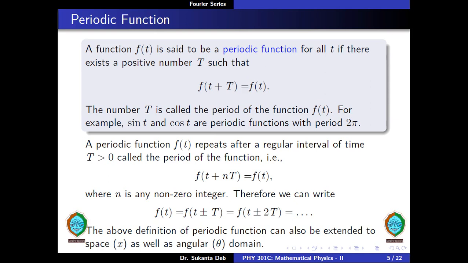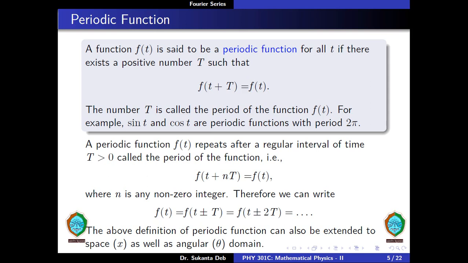A periodic function f of t repeats after a regular interval of time capital T called the period of the function, where t is greater than 0. Therefore, for a periodic function, we have f of t plus n times capital T is equal to f of t, where n is any non-zero integer. Therefore, we can always write f of t is equal to f of t plus or minus capital T is equal to f of t plus or minus 2T, and so on, for a periodic function.